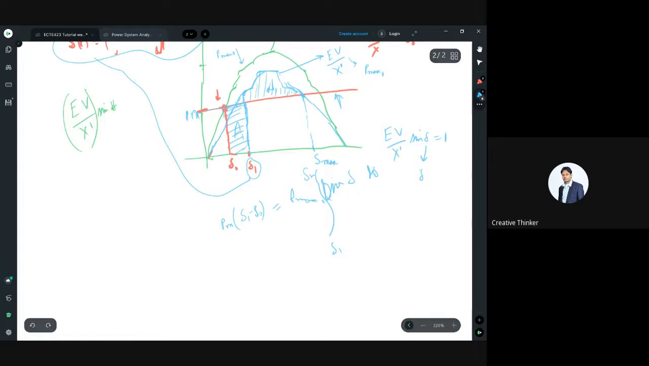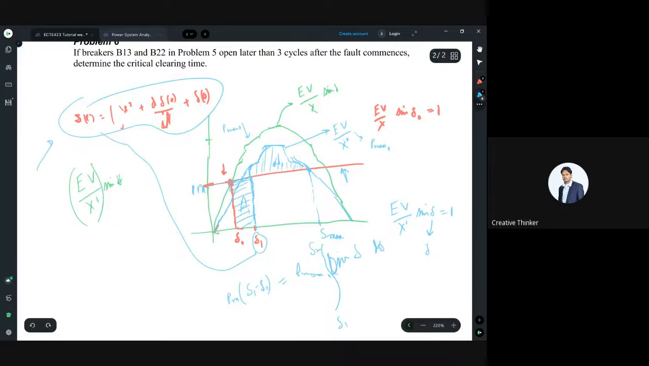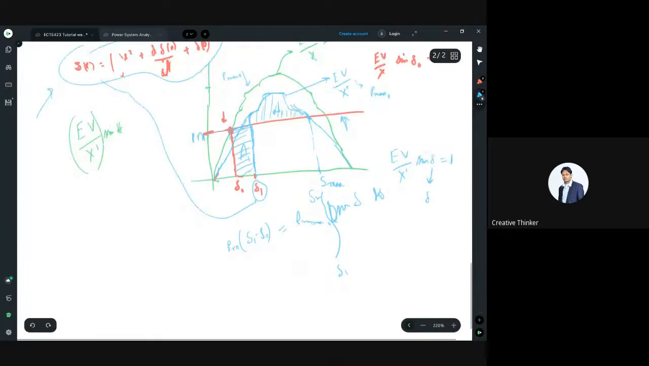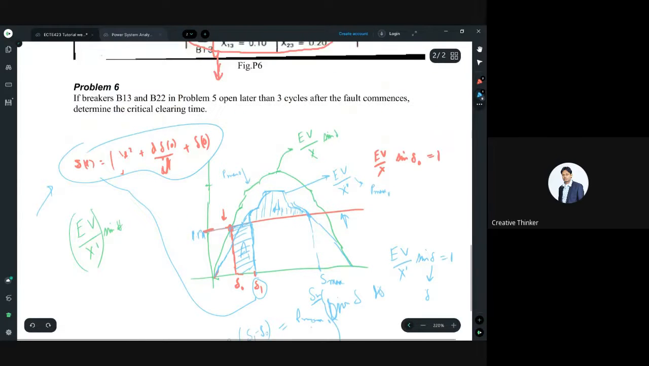Delta 1 you will already find by this equation, and you know delta 0, you know PM, that is 1 per unit, you know P max. Now by integrating, you have to find this delta max here.